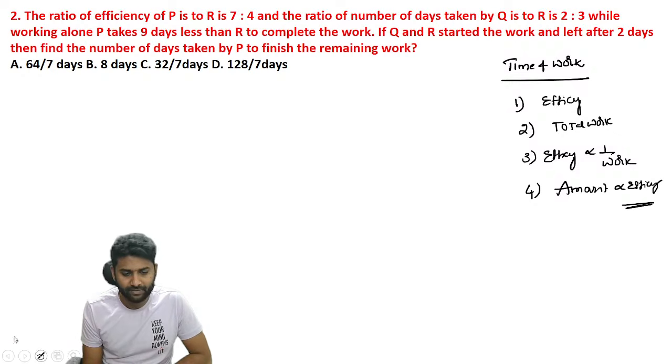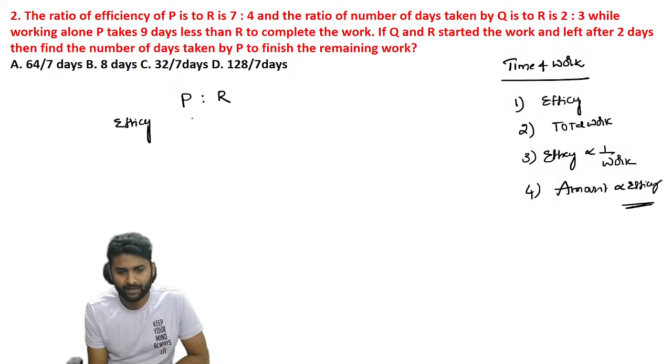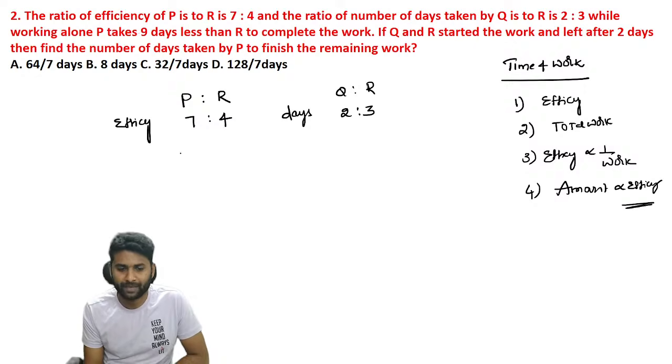Now understand the information. The efficiency of P to R is given as 7 is to 4. And there is another piece of information about days: between Q and R it is 2 is to 3. As you know, efficiency and days are inversely proportional. If the efficiency of P and R is 7 is to 4, then the number of days is in the ratio of 4 is to 7.